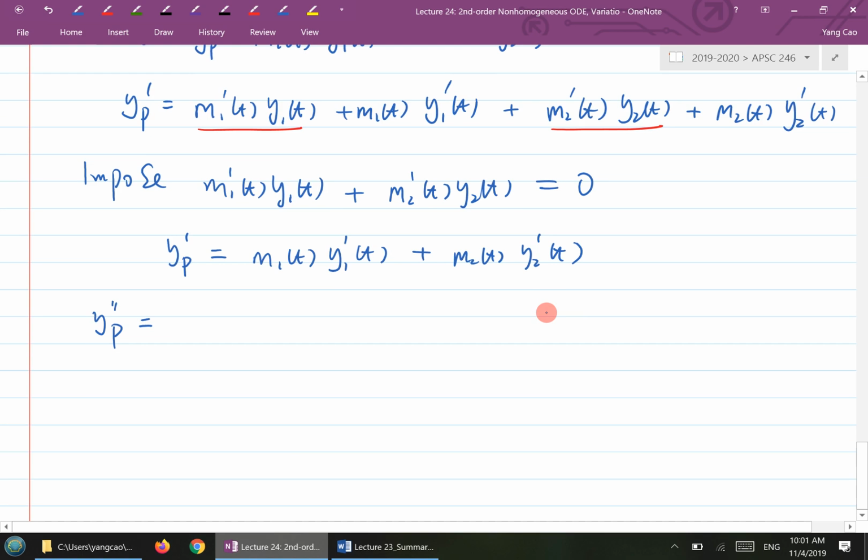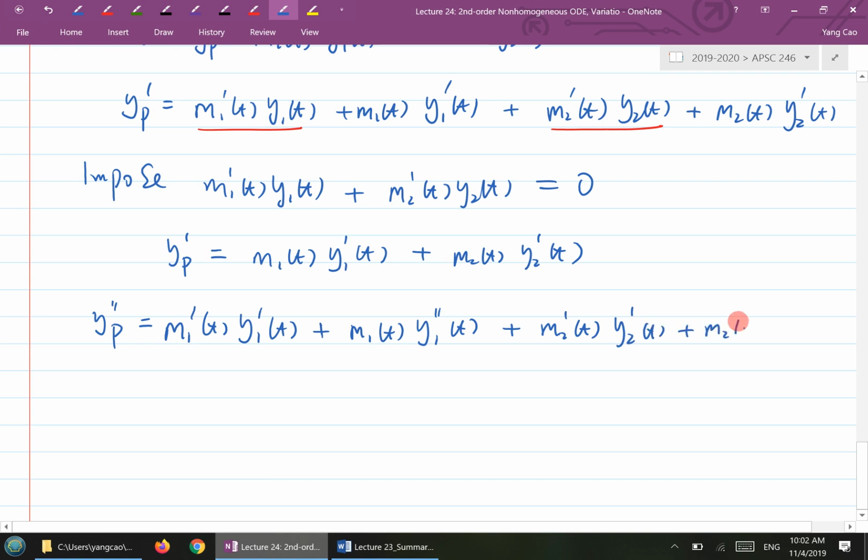So there are two terms here. Both are multiplication of two time functions. So M1 prime Y1 prime t plus M1 of t times Y1 double prime t, M2 prime Y2 prime plus M2 Y2 double prime. Okay, that's YP double prime. So this time we got everything.